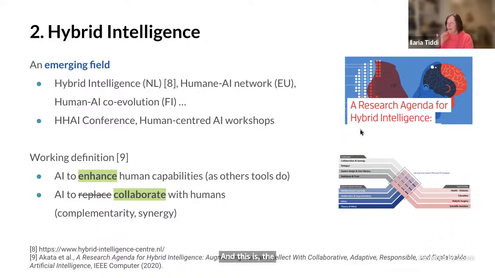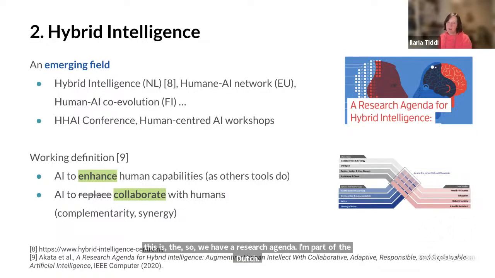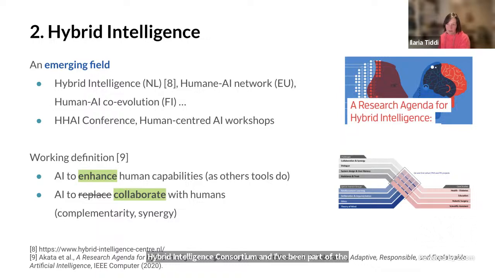So we have a research agenda. I'm part of the Dutch Hybrid Intelligence Consortium, and I've been part of the Hybrid Intelligence conference in the past years. It's a really vibrant field. Explainability is also a part of the research agenda. So it's not only about trying to collaborate, but how in this collaboration the goal is also to communicate our own intention and explain our own actions and our own reasoning.